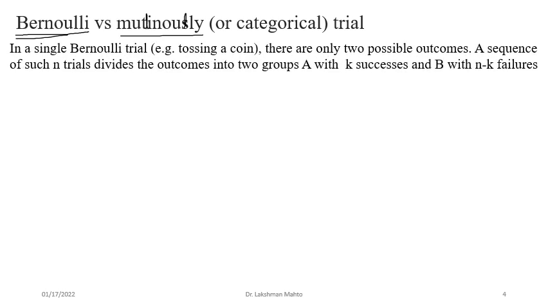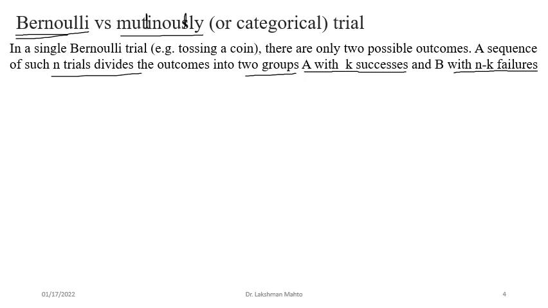So we will understand these two. In a single Bernoulli trial, such as tossing a coin, there are only two possible outcomes, either head or tail, or failure or success. If you take a sequence of such n trials, that will divide the outcomes into two groups. One group we call A, that would contain the k successes. At the same time, there would be another group B that would contain the n minus k failures.